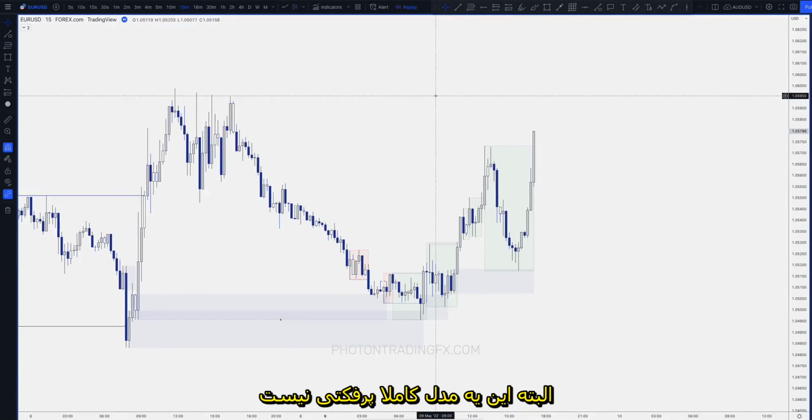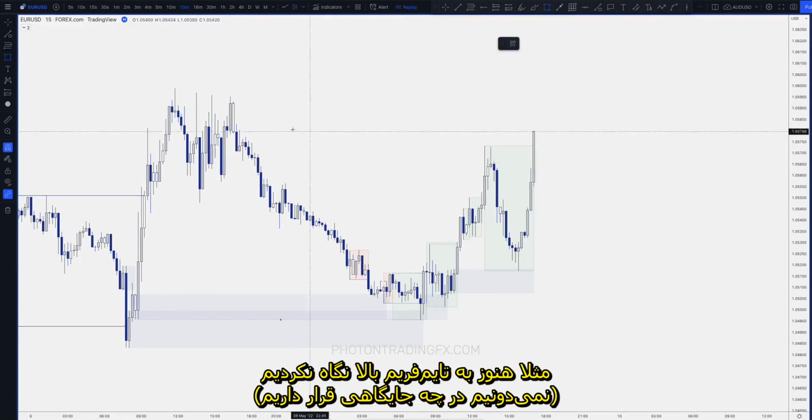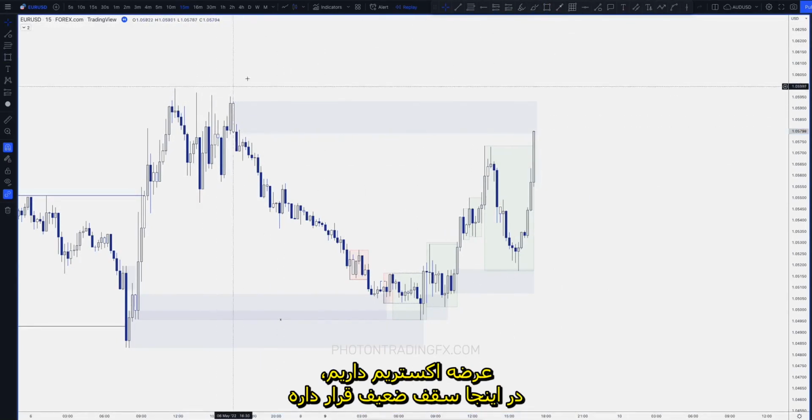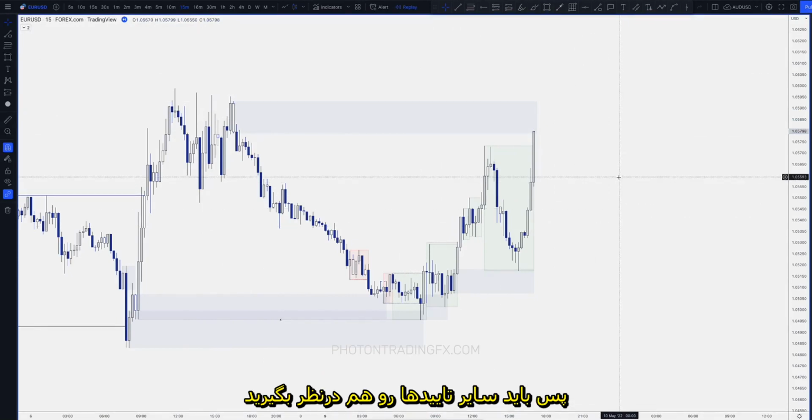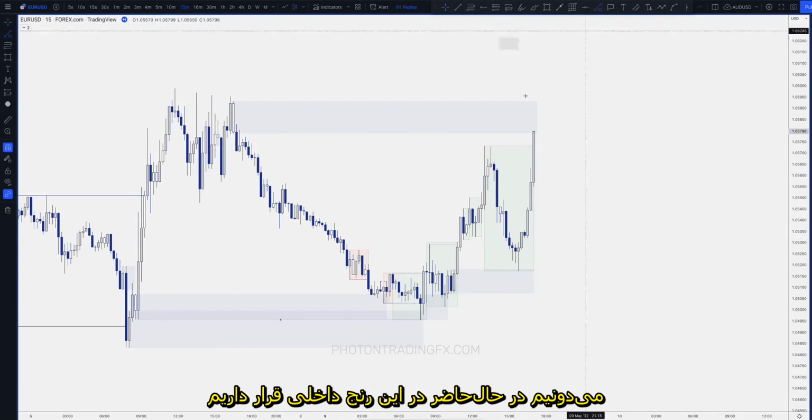Obviously, this isn't a foolproof model. At some point, it's going to fail. You need to take everything else into consideration. We haven't looked at higher time frames, we haven't looked at where we are, et cetera. We've got extreme supply, even though it's a weak high. You obviously have to take into account other confluence, but it's about using this framework and understanding what can happen, because now we know the new range we are within.